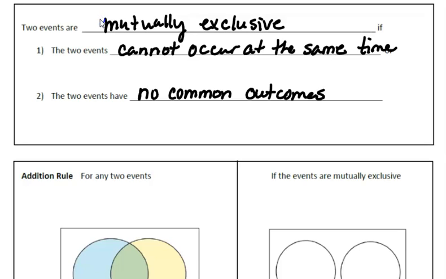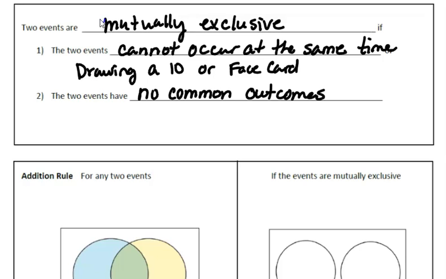An example of not being able to occur at the same time was our example of drawing a 10 or a face card. Actually, I don't like that example as well as another one. If I drew a card, it can't be both a 10 and a face card. So those can't occur at the same time.